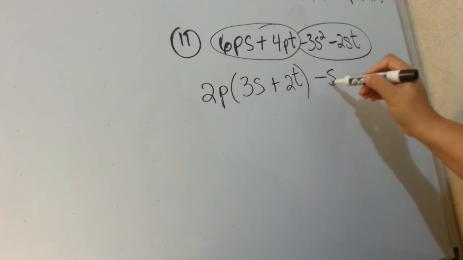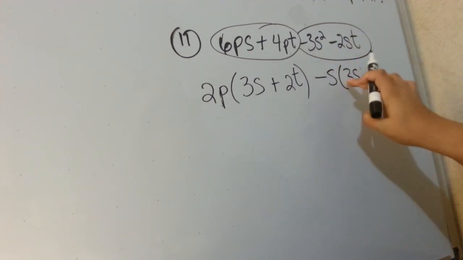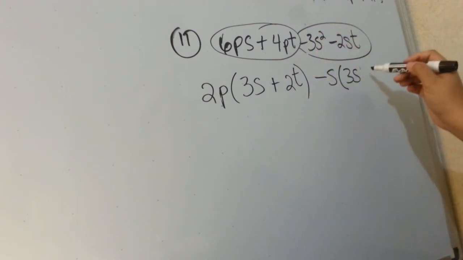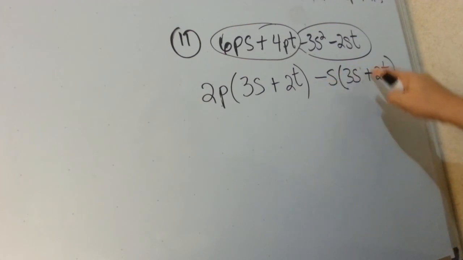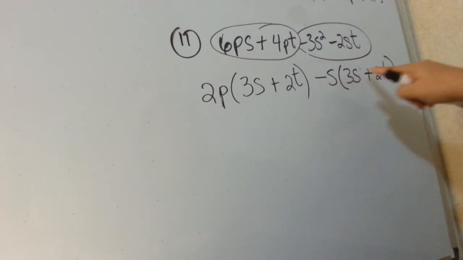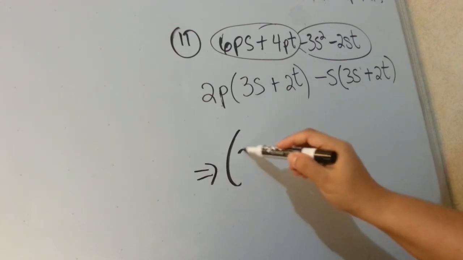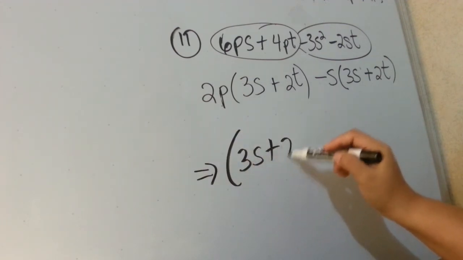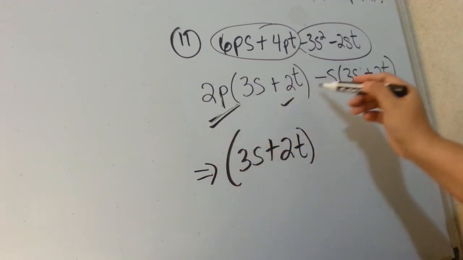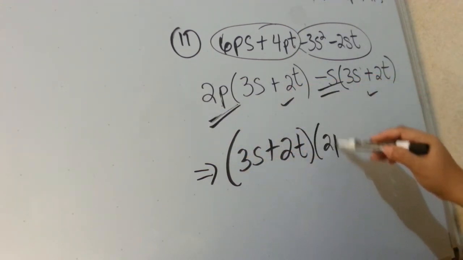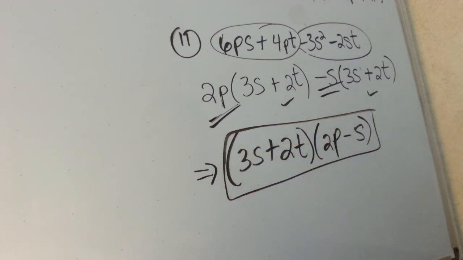Apparently a negative s, because that gives me 3s, right? That's negative 3s squared, and plus a 2t. The negative would make this negative, and then that's the 2, the s, and the t. So what's the answer? The answer is 3s plus 2t, right, because that repeats itself. And then the leftover is 2p minus s. That would be that.